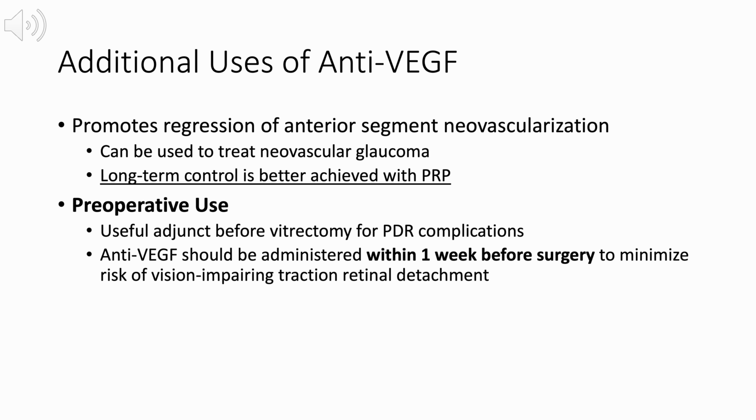Anti-VEGF is a useful adjunct before vitrectomy, where it reduces the vascularity of fibrovascular membranes and thereby makes surgical dissection less hemorrhagic. Note that anti-VEGF should be administered within 1 week before surgery in order to minimize the risk of vision-impairing tractional retinal detachment. This timing requirement follows directly from the crunch phenomenon we discussed. If you inject and then wait too long before operating, the fibrovascular tissue has time to contract, and you may arrive in the operating room facing a tractional detachment that did not exist before you made the injection.